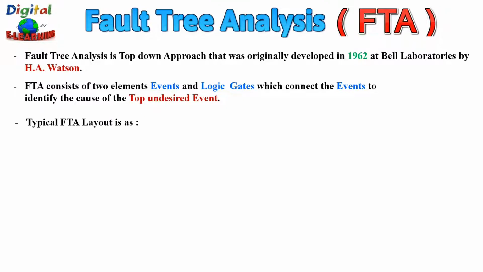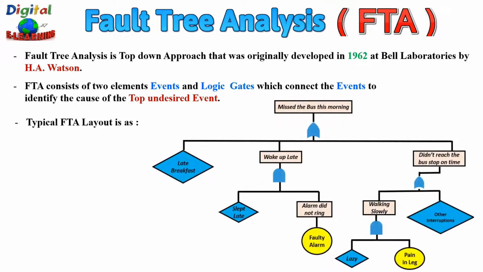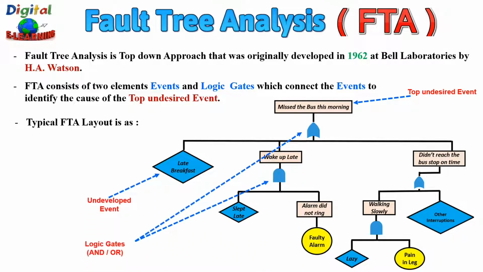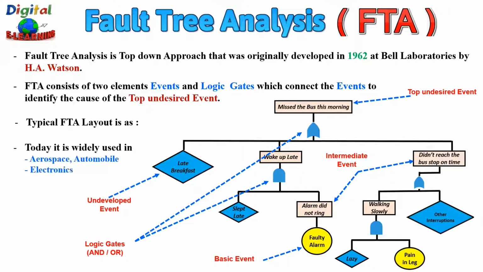Typically, an FTA layout looks like this, where this is the top undesired event, or the last event to occur. Then we have the undeveloped events. We have the logic gates, whether AND gate or OR gate. We have the intermediate events, and finally we have the basic event. We're going to look at all these in more detail in the coming slides. Today, it is widely used in the aerospace, automobile, electronics and nuclear industries.